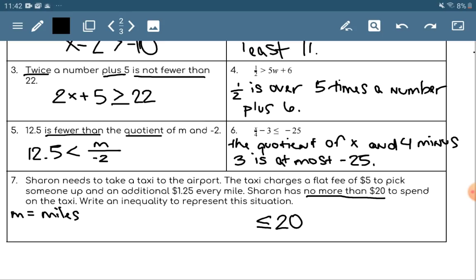Now, to get to that $20, they did have to pay this $5 pickup fee. It's a one-time fee, and an additional, which means plus, $1.25 every single mile, but I don't know how many miles I'm traveling, and that's where my variable comes in. And since that $1.25 is going to be increasing every single mile they drive, I would be multiplying the number of miles. And this is my inequality for this situation.